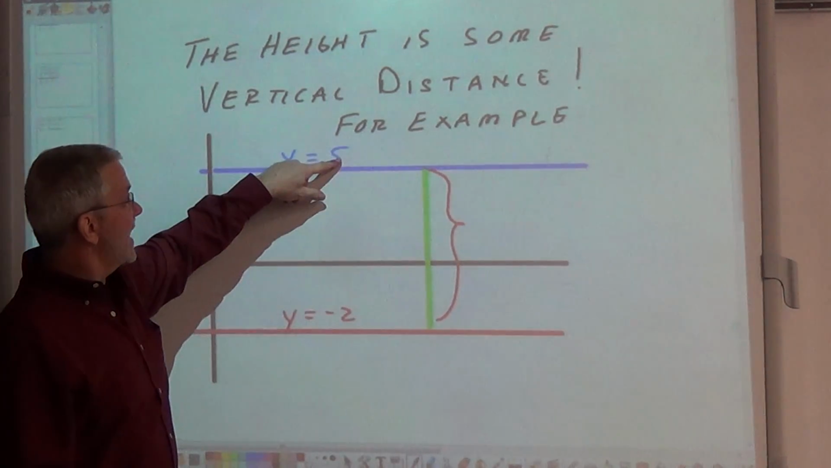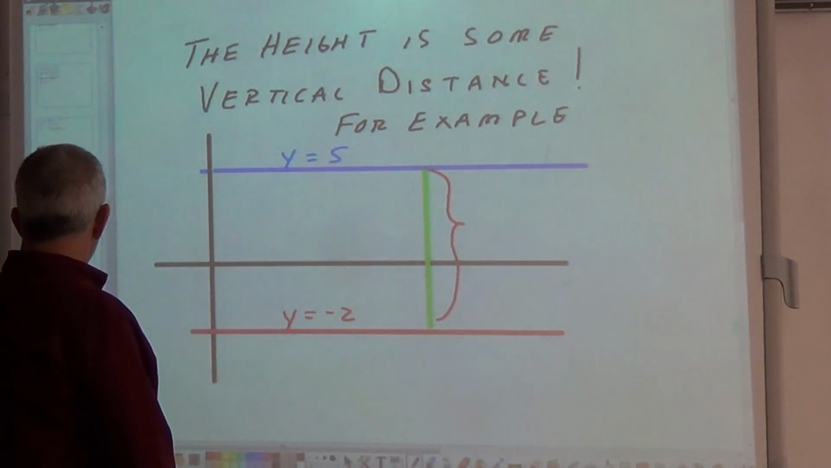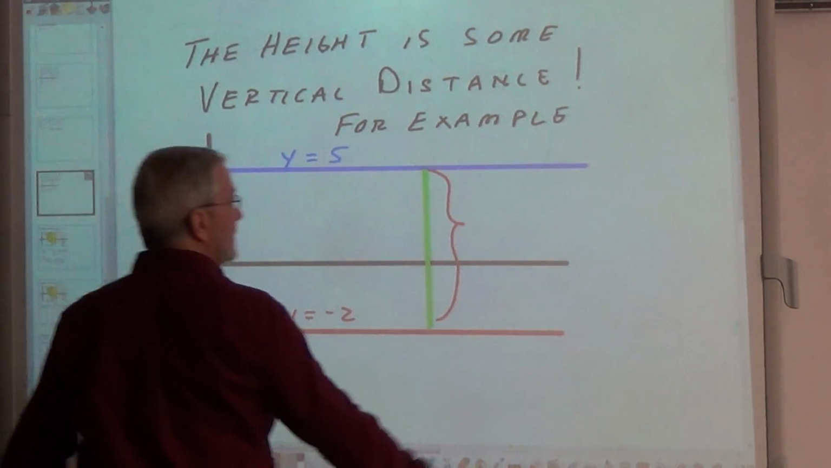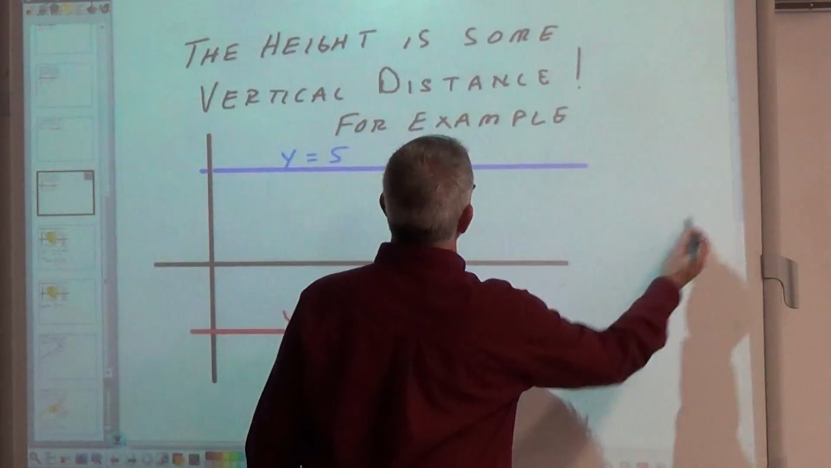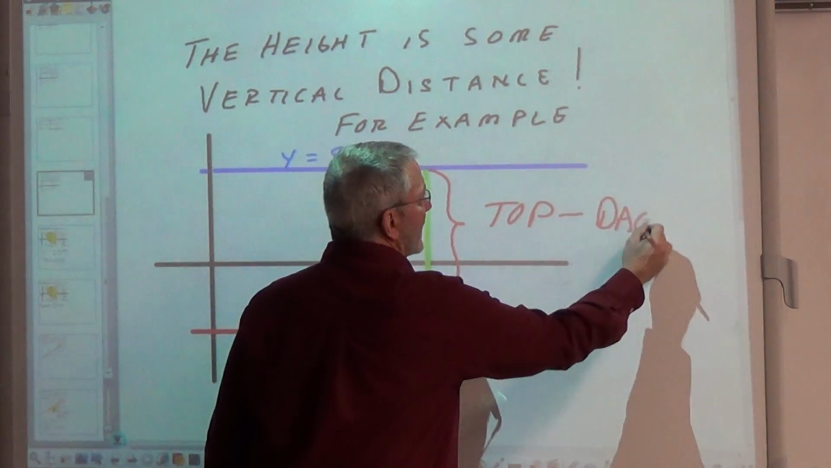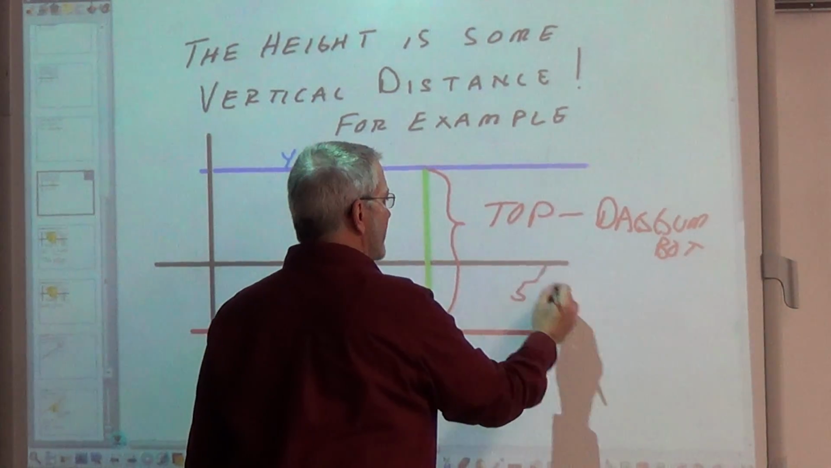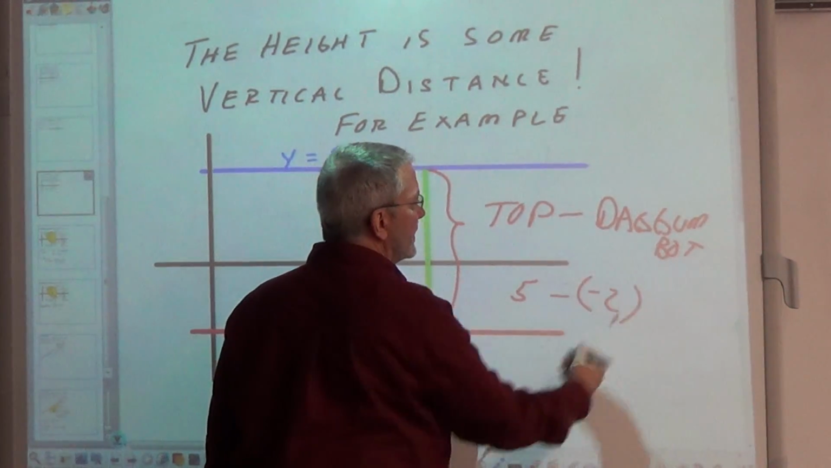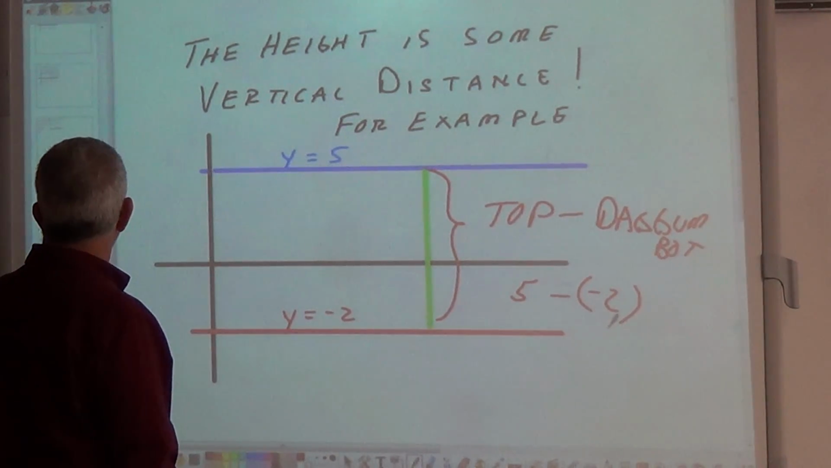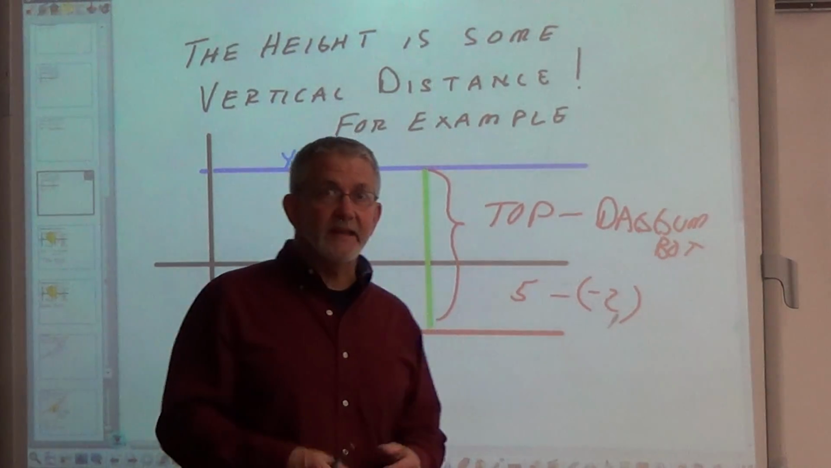For example, the top is 5, the bottom is negative 2, so this vertical distance is going to be the top minus the bottom, which in this case is 5 minus negative 2, which is 7. Top minus bottom.